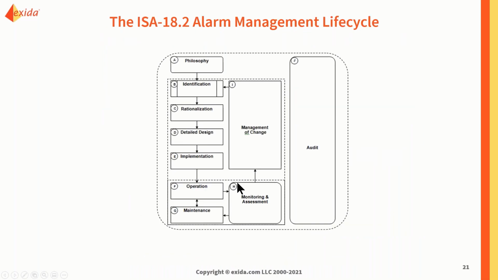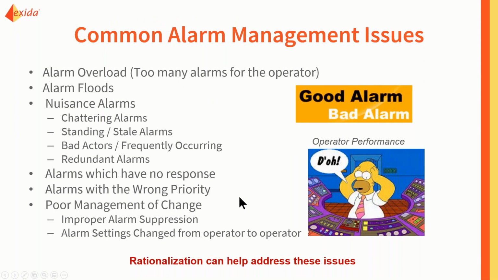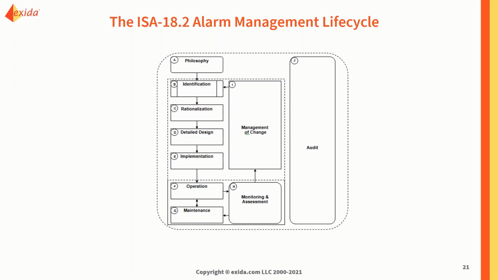So that's why we need good rationalization. Rationalization is a good way to review all these kinds of problems, which would be reflected in all the alarm metrics. You can use rationalization to relook at the priorities and alarm settings, which can help with these situations.